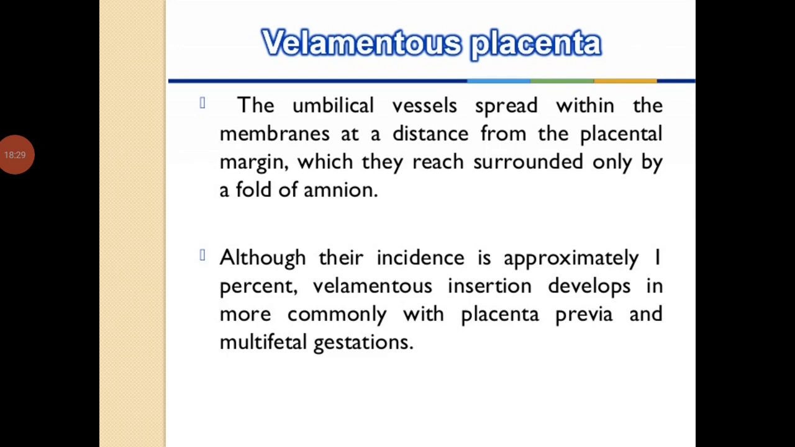Next is the velamentous placenta. The umbilical vessels spread within the membranes at a distance from the placental margin, which they reach surrounded only by a fold of amnion. Although their incidence is approximately 1%, velamentous insertion develops more commonly with placenta previa and multifetal gestations.